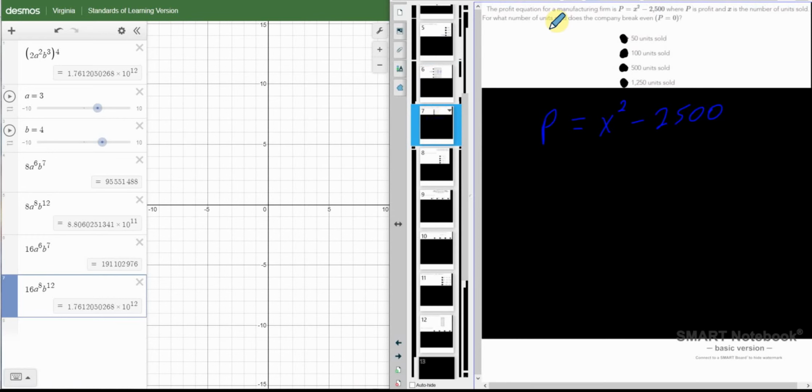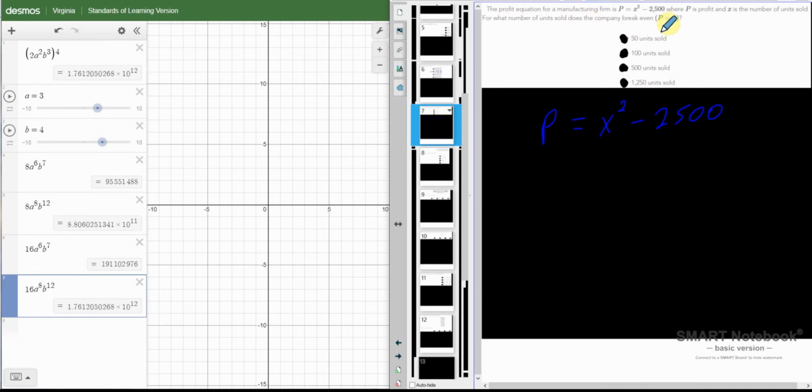Let's see, the profit equation for a manufacturing firm is, I've rewritten it down here, where P is profit and X is the number of units sold. For what number of units sold? Remember, they told you X was the number of units sold. And it says for what number of units sold, so they're asking you for X. Does the company break even?